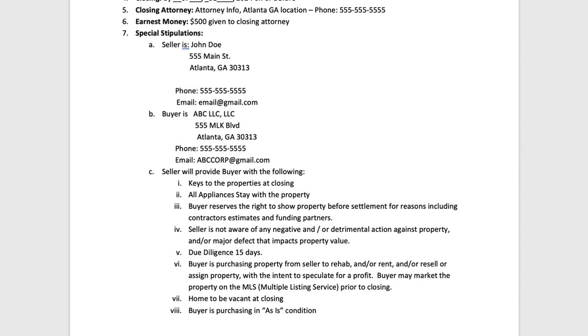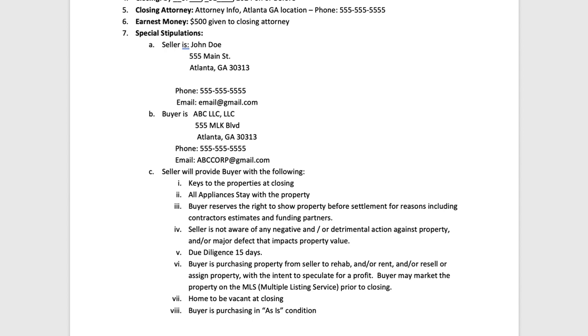The next one is seller is not aware of any negative or detrimental action against the property or any major defect that impacts the property value. This is a good stipulation to make sure that the title is clean. They're going to find that out anyway with the closing attorney, but it's good to put that in the stipulations. I always put a due diligence period. I always try to put 15 days. The longer the better. It gives you more time and an out clause just in case you don't want to do the deal. So the average is about 15 days.